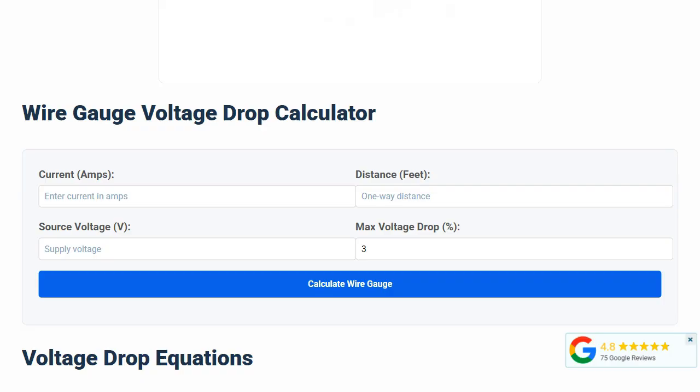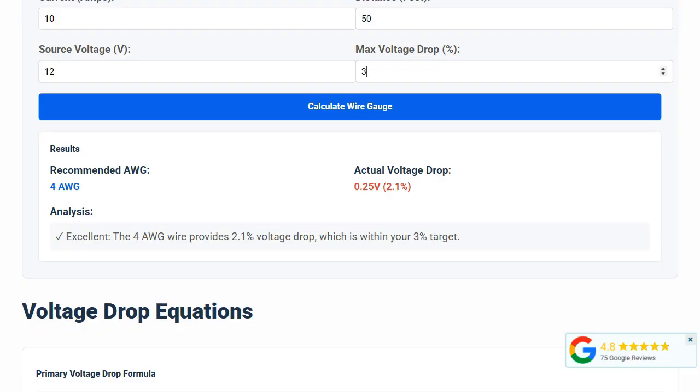First, enter the current in amps that your circuit will draw. Second, input the one-way distance from your power source to the load in feet. Third, specify your supply voltage, such as 12 or 24 volts for DC systems. Finally, set your acceptable voltage drop percentage, typically between 3 and 5%.